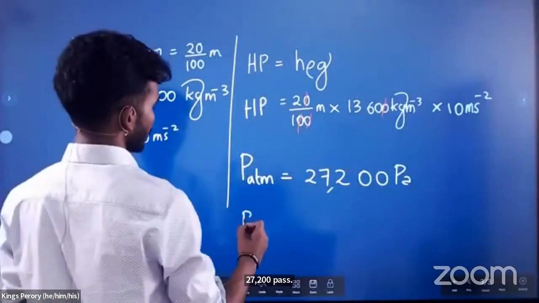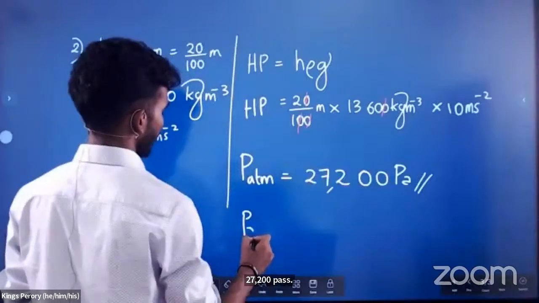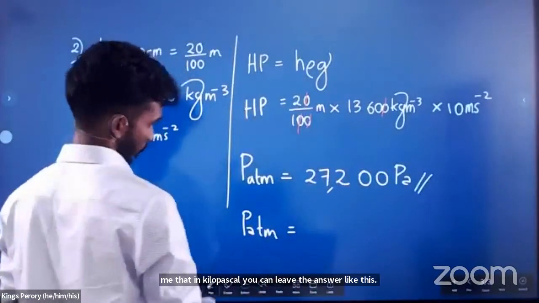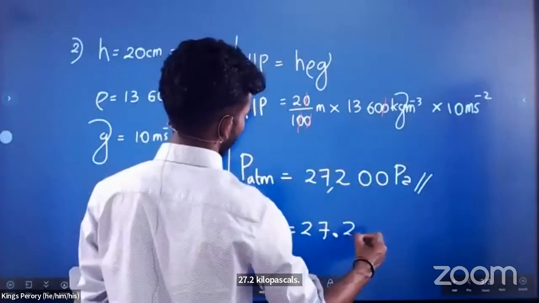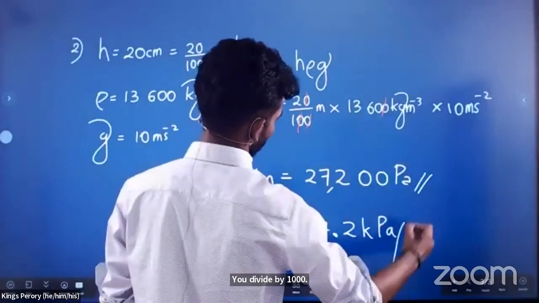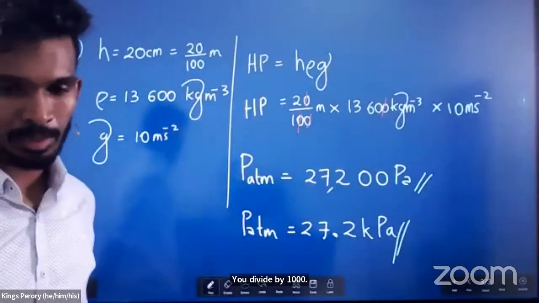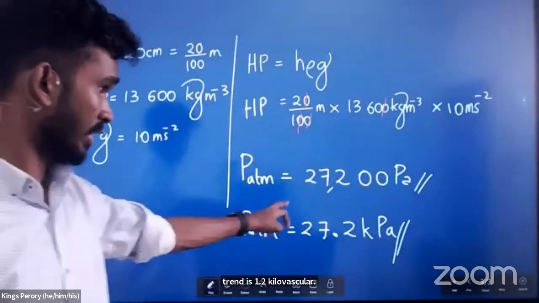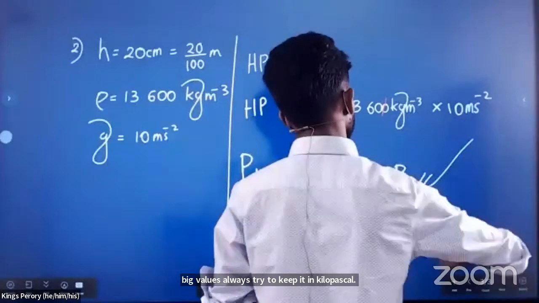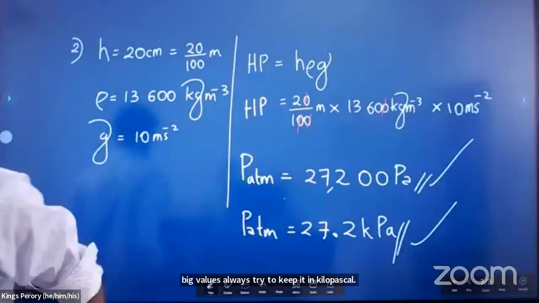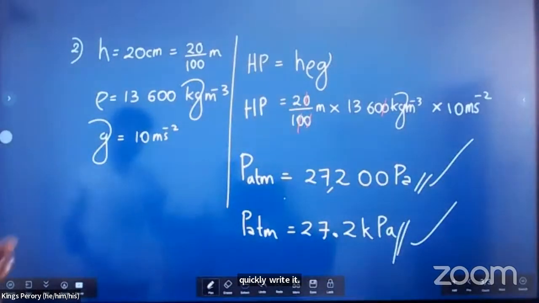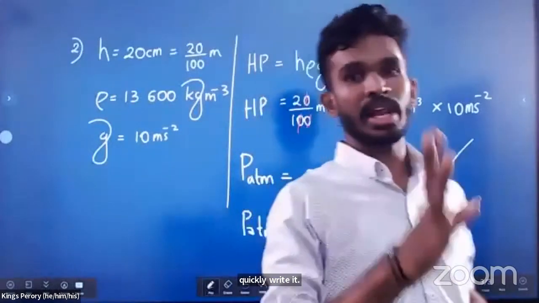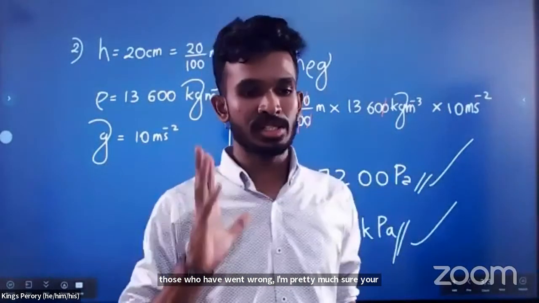Tell me that in kilopascal. You can leave the answer like this, but tell me that in kilopascal. You divide by 1000: 27.2 kilopascal. Big values, always try to keep it in kilopascal. But however, this one is also okay. Quickly write it. Those who have gone wrong, I'm pretty much sure your errors are because of the mathematical calculation, not because of the science there.